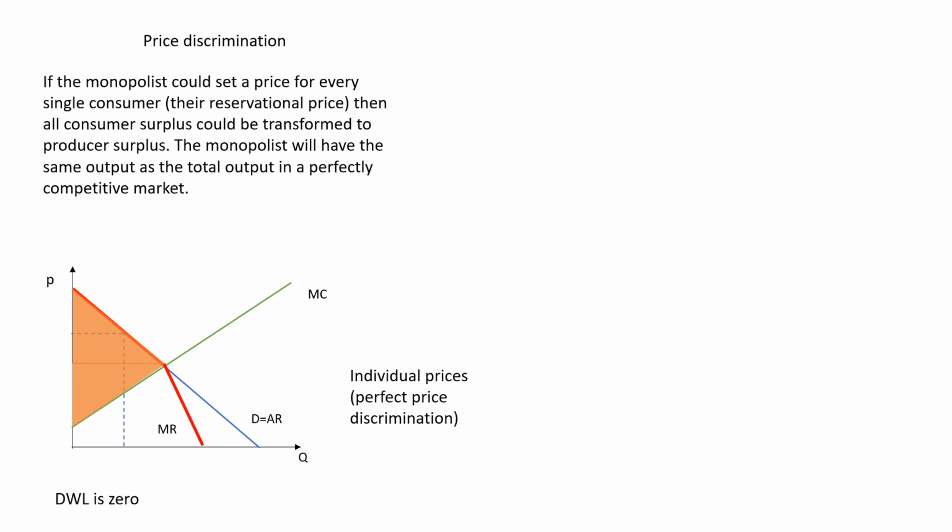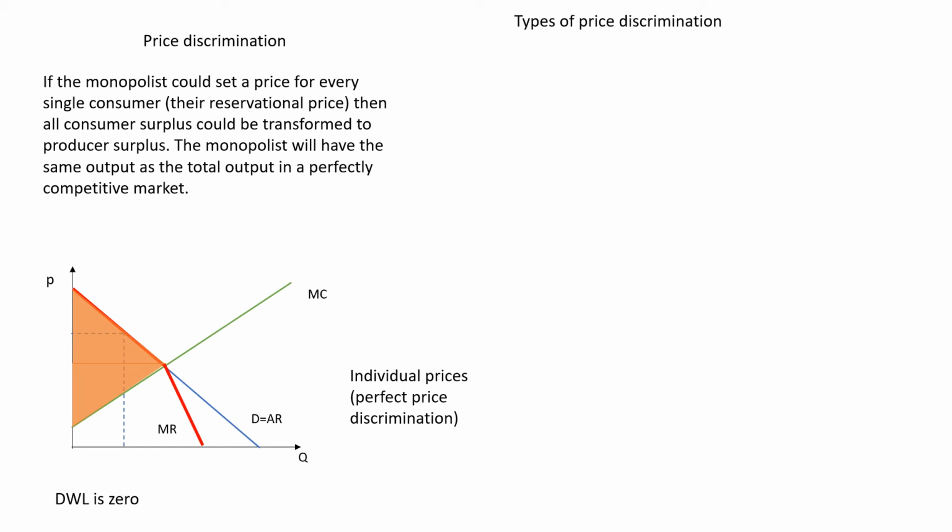Because now the whole total surplus in the market is the monopolist's surplus, the maximization problem will yield the same solution as in a perfectly competitive market. So the output in a market where the monopolist applies perfect price discrimination will be the same as in a perfectly competitive market. The result is that deadweight loss will be eliminated.